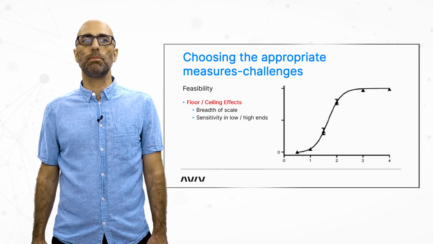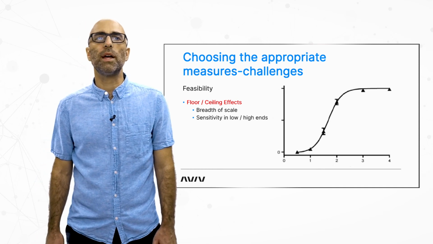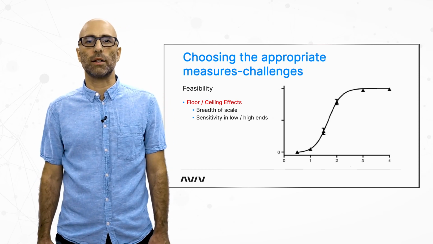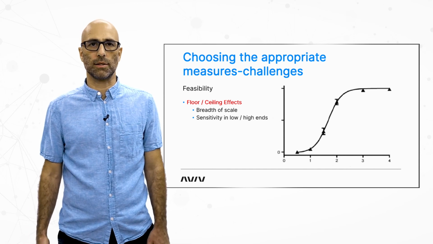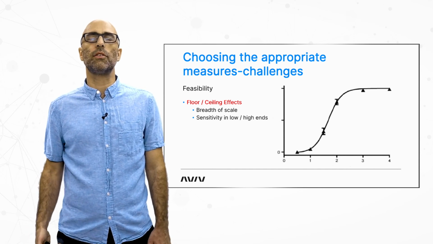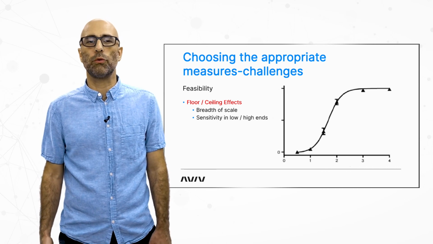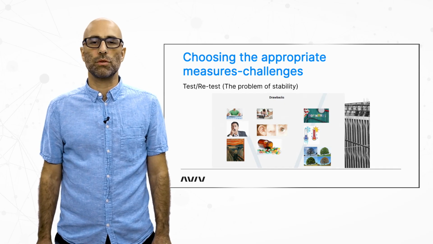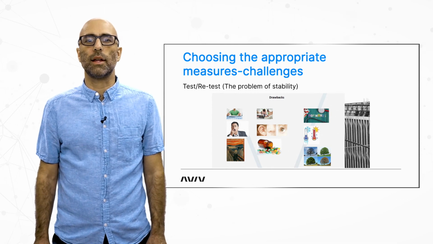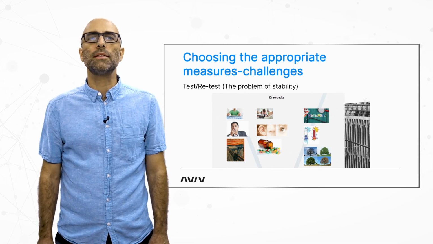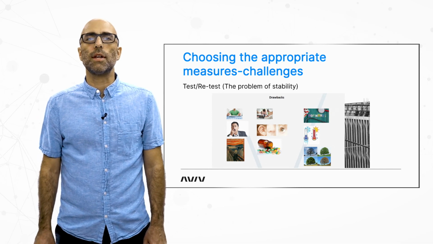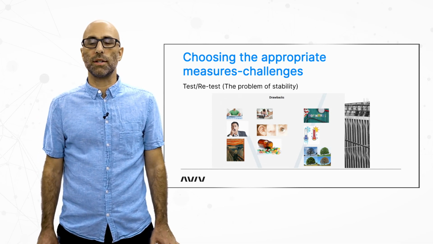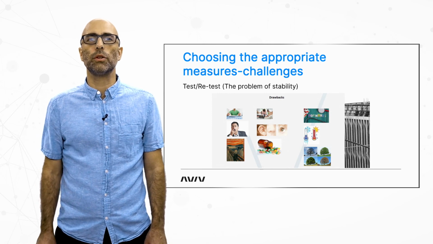When we're talking about feasibility of the task, we should also make sure that there are no floor effects or ceiling effects in the task, that the task is sensitive also in the high ends of performance. The stability of the task is very important for its reliability. We need to make sure that the measures are stable and that they are not influenced by things in the environment. If the subject performs in one way on a single day, but performs completely different on another day, then we don't have a good test.